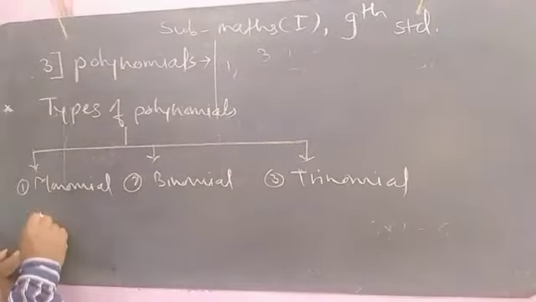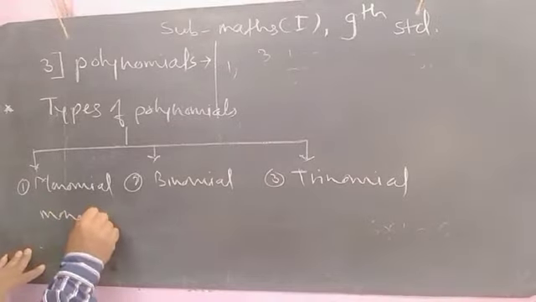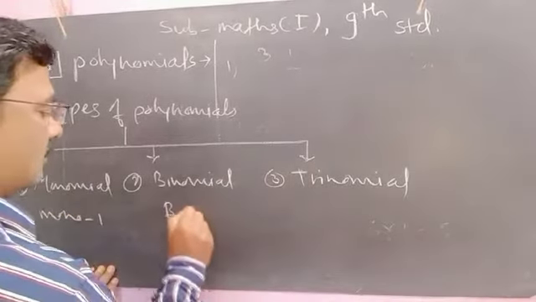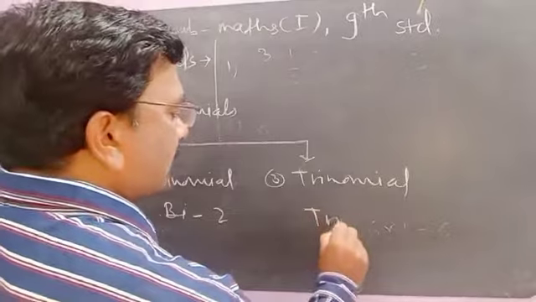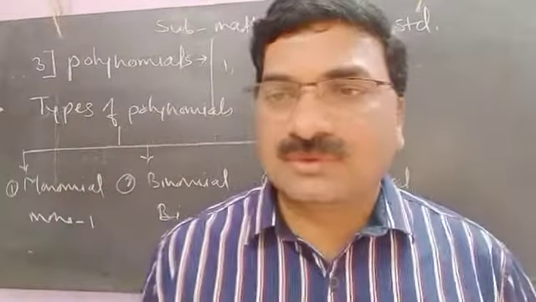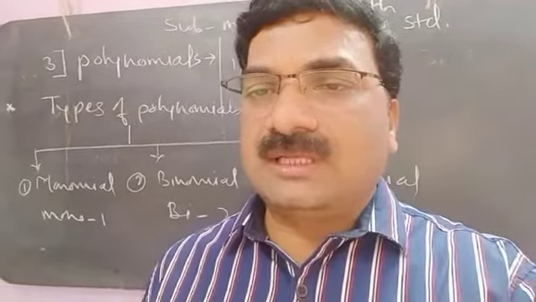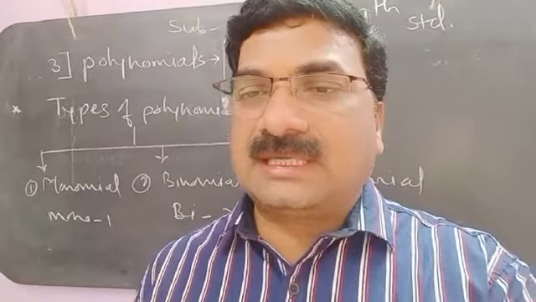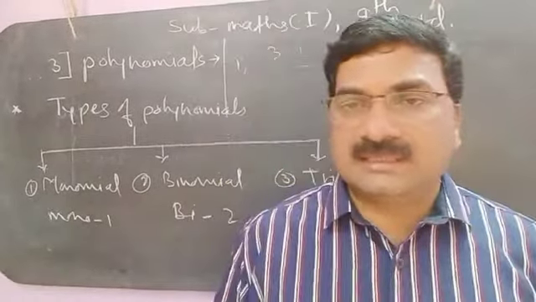Mono means one. Bi means two. And tri means three. Monomial, binomial, trinomial. The name indicates its meaning.